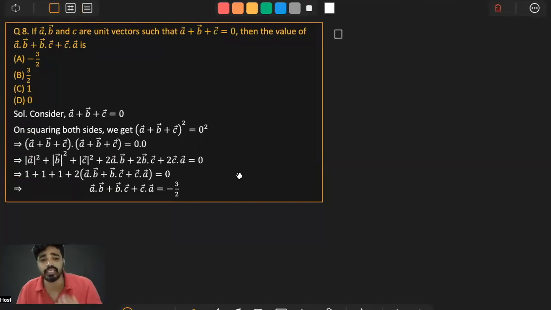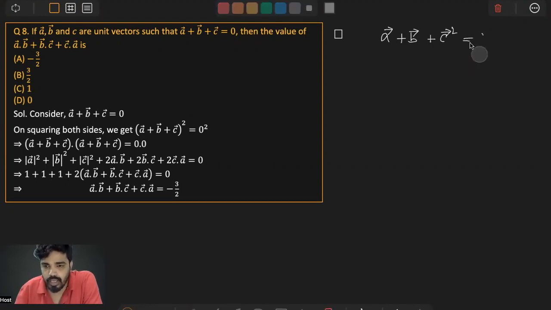It is given that A, B, C are unit vectors. That is, modulus of vector A is equal to 1, modulus B is equal to 1, modulus C is equal to 1. And it is given that A plus B plus C is equal to 0. Then find the value of A dot B plus B dot C plus C dot A. Now squaring both sides, A plus B plus C whole square is equal to 0.